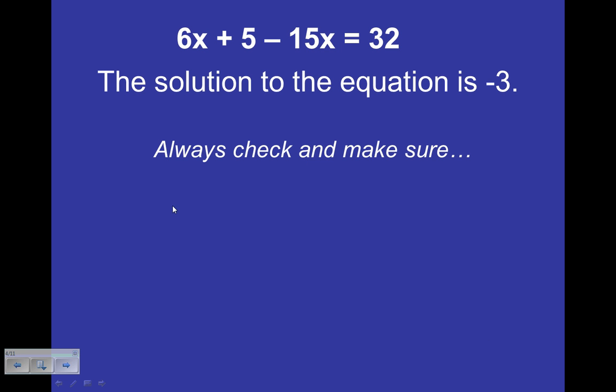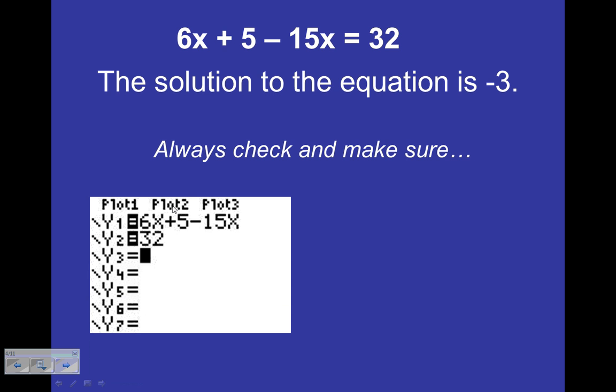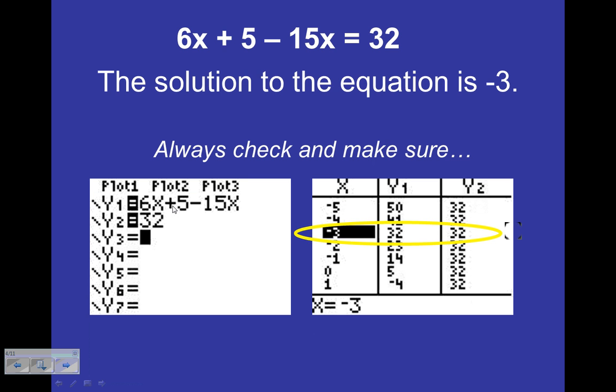Now you need to make sure you're always checking. So right here, you would put the left-hand side of the equation, 6x plus 5 minus 15x, into y1, and the right-hand side into y2. You then would press second graph. You'd look and see where you think your answer is, negative 3. You'd look here at negative 3, and if y1 and y2 are the same, that means you got the correct answer.